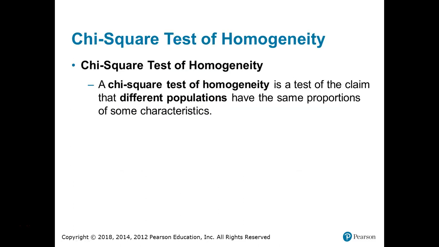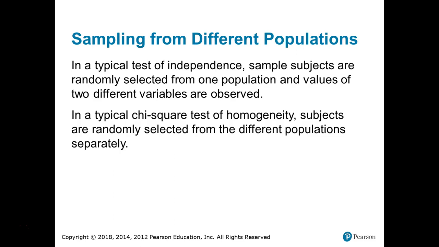Okay, so chi-square test of homogeneity. And this is the test of the claim that different populations have the same proportions of some characteristics. So in a typical test of independence, sample subjects are randomly selected from one population, and values of two different variables are observed. So we're taking a population, and people are randomly selected from that population, and then two different variables are being observed within those same people.